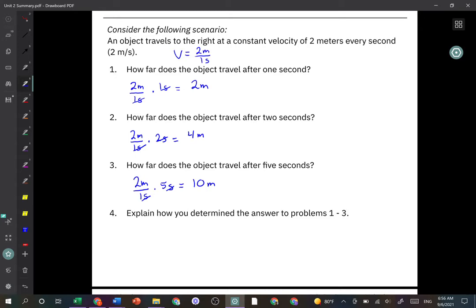So, using dimensional analysis, or our proportional reasoning, the change in position could be determined.